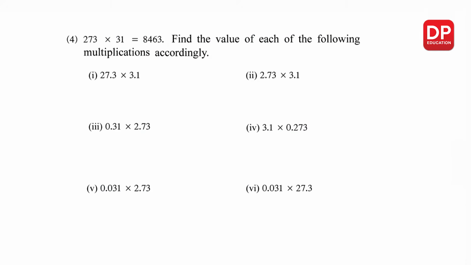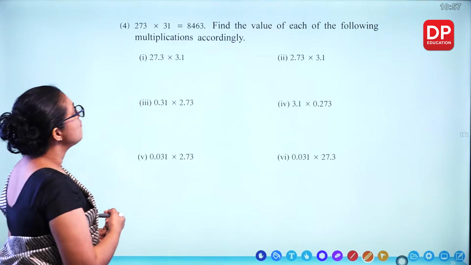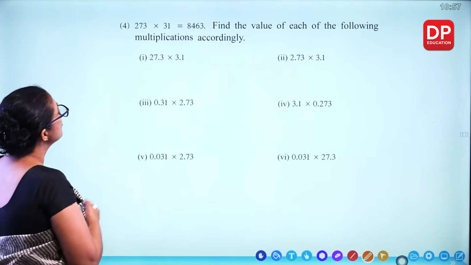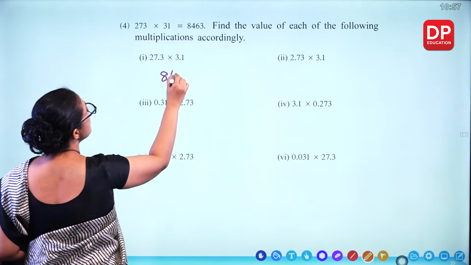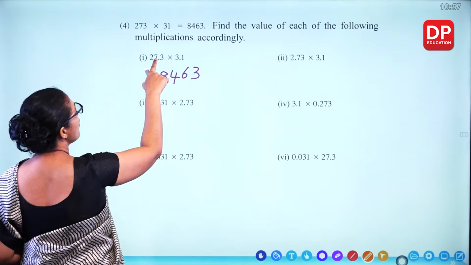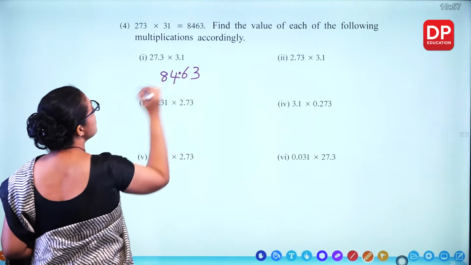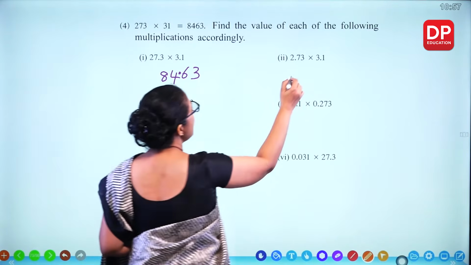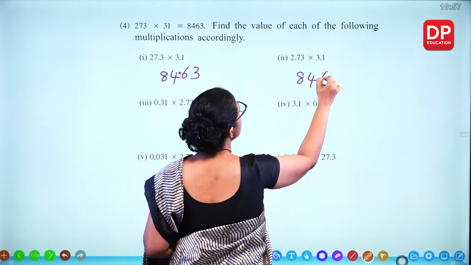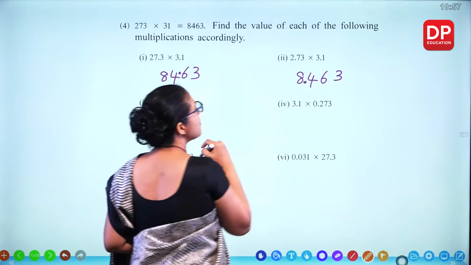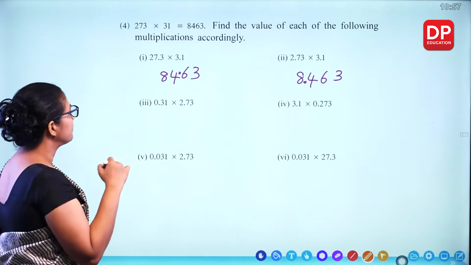Question number 4. 273 into 31 is given. 8,463. Find the value of each of the following multiplications accordingly. So you get the same answer because all the digits are the same. We have to decide the decimal point. 2 places you have to keep, 84.63. This one, 8463. 3 places you have to keep. So 8.463.